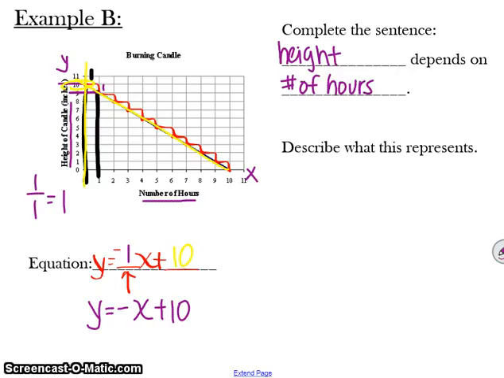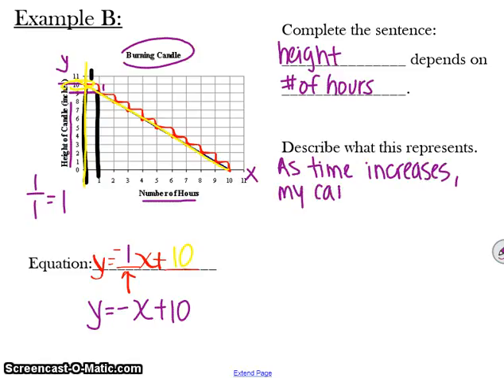So then I have to describe what this represents. So I'm talking about a burning candle. That's my title. And so my title tells me a lot about this graph. Well, if it's a burning candle, that means that there's a fire on it. And so I know that if I look at candles and there's a fire on there, that the candle keeps going down, just like my graph represents. So as time increases, my candle height decreases. So again, I'm just telling that story that my graph represents.